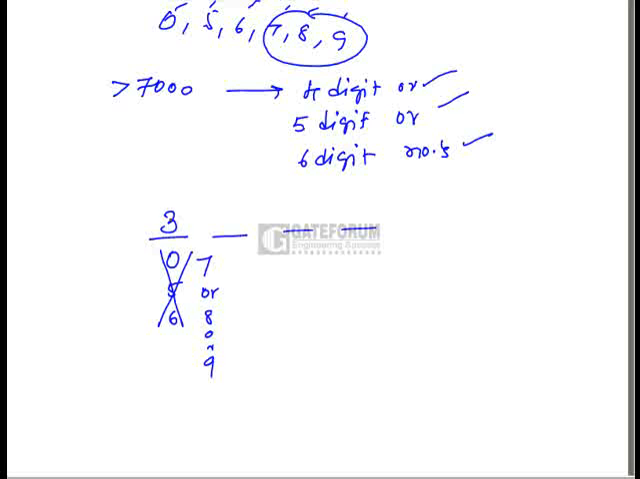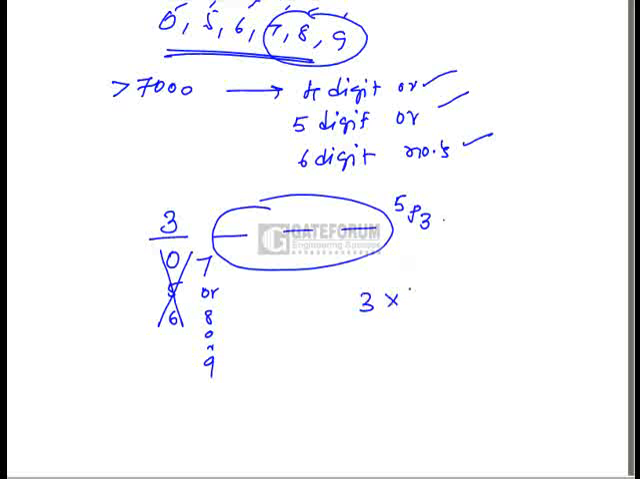So it can be filled only by 7, 8 or 9, which means it can be filled in 3 ways. Now, the remaining are 3 places. These 3 places can be filled by the remaining 5 digits in 5P3 ways. So the total number of ways in which these 4 blanks can be filled is 3 into 5P3, which equals 180. That means there are 180 four-digit numbers that are greater than 7,000.